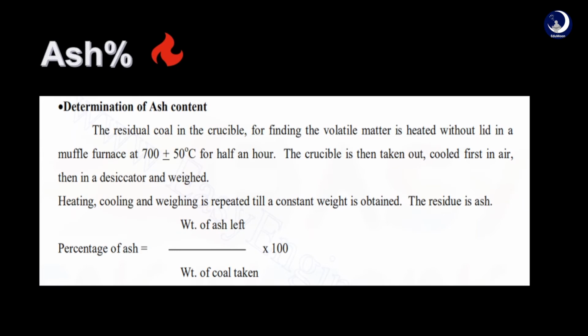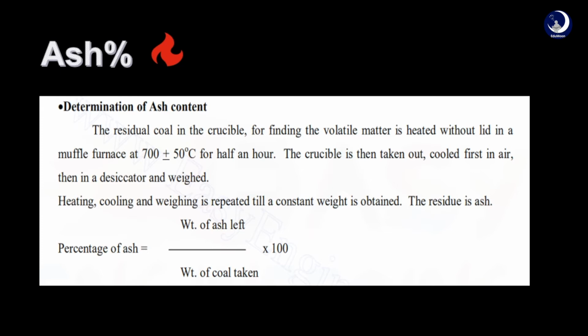Ash. Ash is a useless non-combustible matter and it reduces the calorific value of coal. It hinders the flow of air and heat, thereby lowering the temperature. It also causes the early wear of furnace walls, and ash disposal becomes a very big problem. Hence, the lower the ash content, the better the quality of coal.